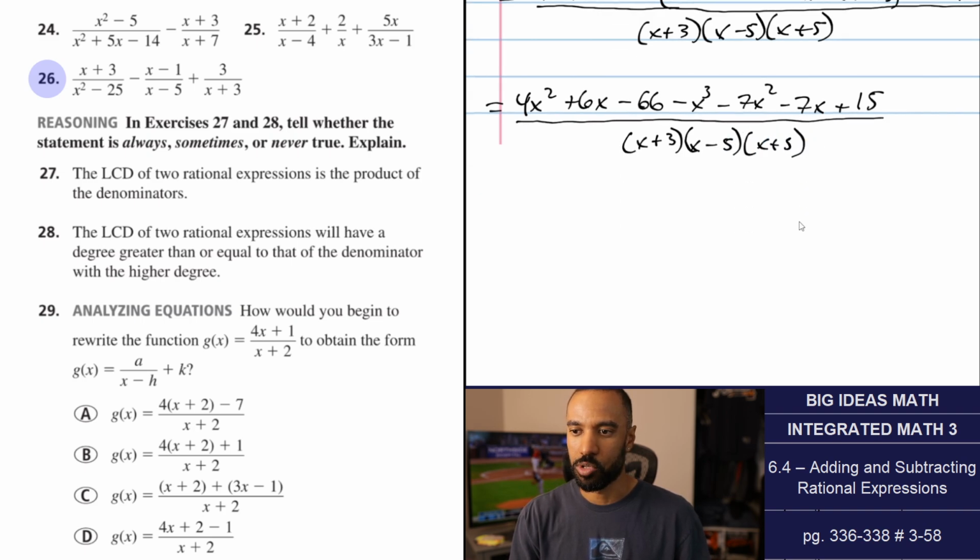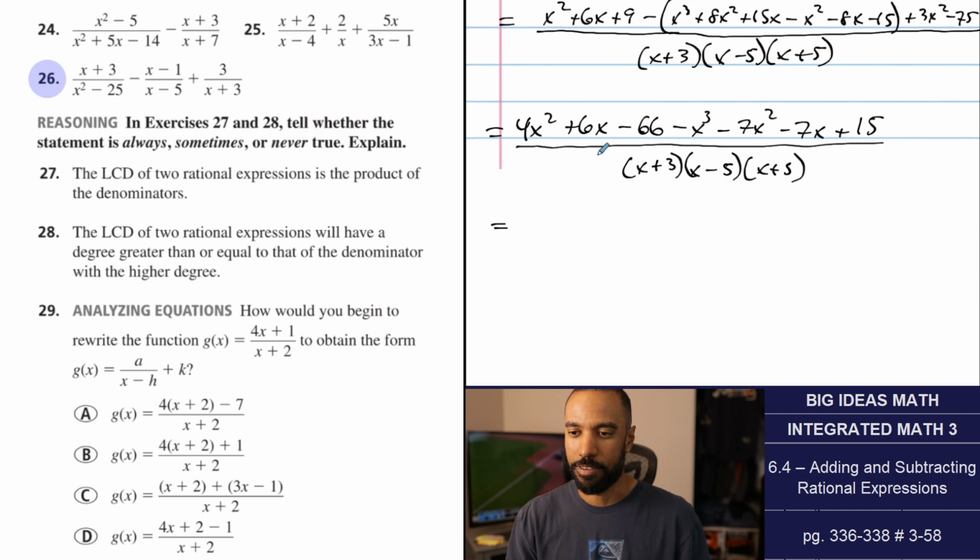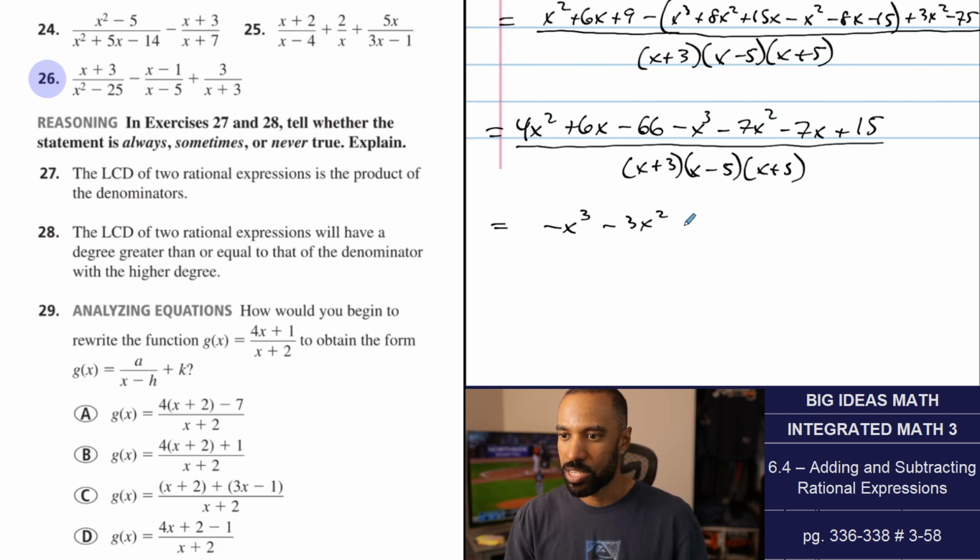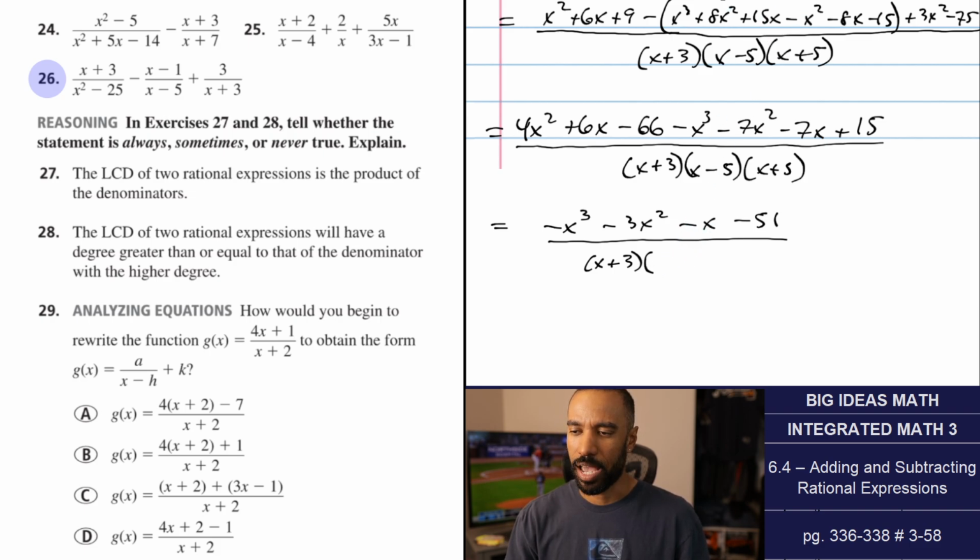Now we combine like terms ultimately and see if there's anything to factor. Negative x cubed, 4x squared minus 7x squared is negative 3x squared. 6x minus 7x is negative x, and negative 66 plus 15 is negative 51. First of all, nothing can factor by grouping, and 51 is 17 times 3, and I'm just wondering, I'd have to factor out a negative to know for sure. Oh, if they're all positive, I don't think anything can factor there. I don't think it's worth getting going and trying.